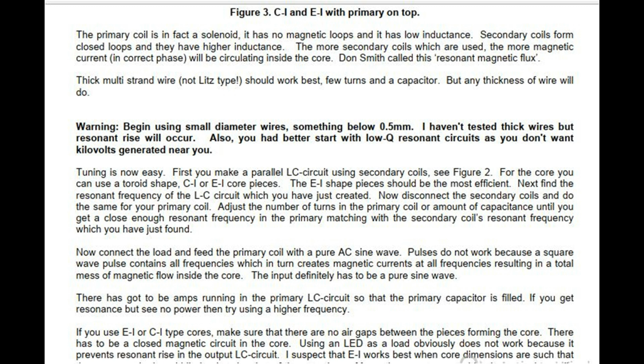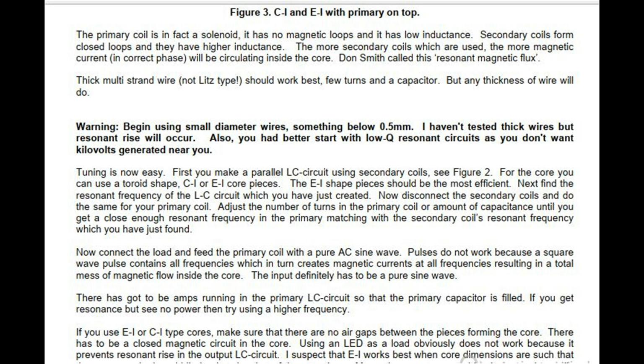Now disconnect the secondary coils and do the same for your primary coil. Adjust the number of turns in the primary coil or the amount of capacitance until you get a close enough resonant frequency in the primary, matching the secondary coil's resonant frequency which you have just found. Now connect the load and feed the primary coil with a pure AC sine wave.